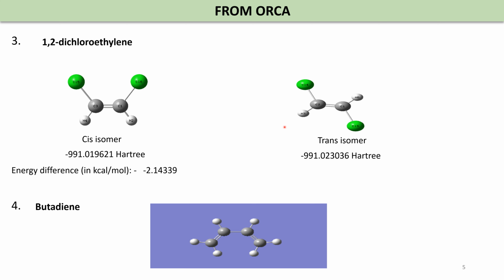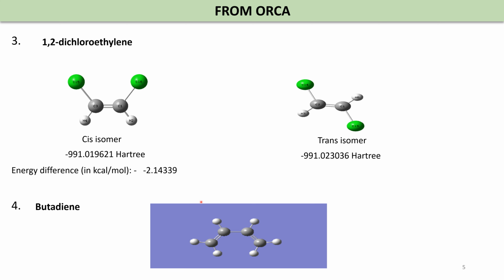So the trans isomer is more stable as compared to the cis isomer, and the energy difference in both the structures is noted as minus 2.14339 kilocalorie per mole. The reason for the stability of the trans isomer is that there are two bulky groups in 1,2-dichloroethylene, two chlorine atoms, and in the cis isomer both the chlorine atoms are on the same side. They cause steric repulsion which causes the instability, but in the trans isomer both the chlorine atoms are on the opposite side, so they do not cause any steric repulsion, so the corresponding structure becomes most stable.